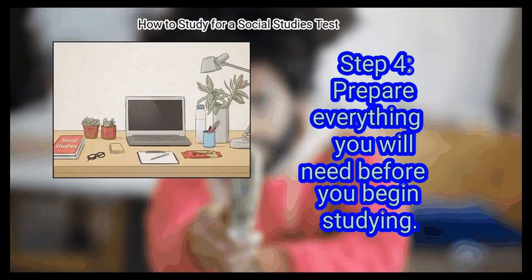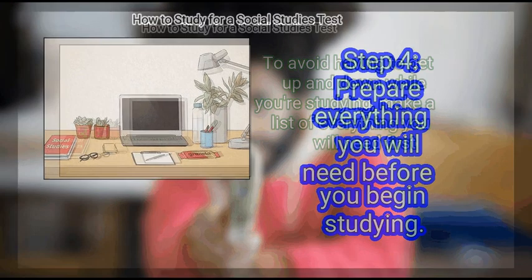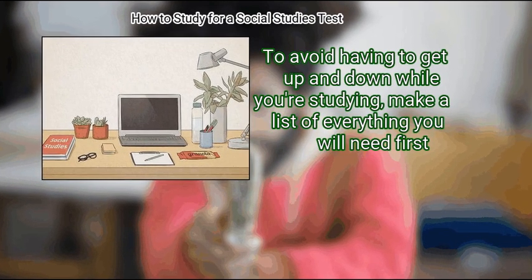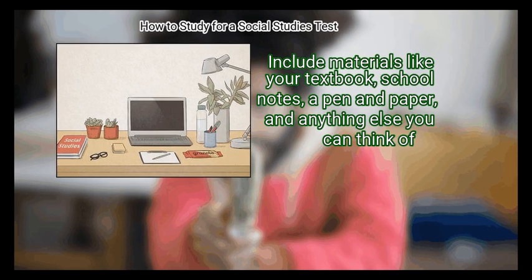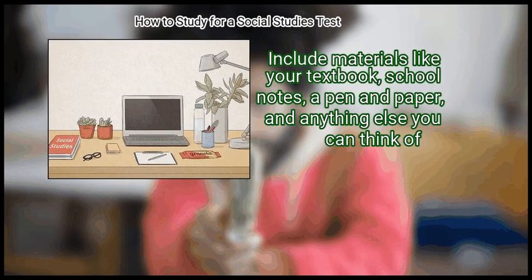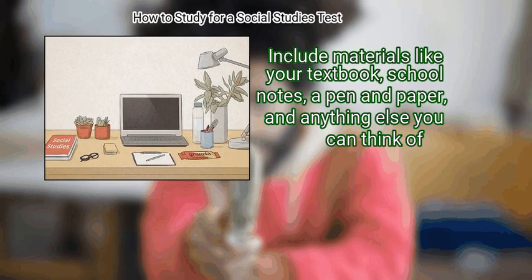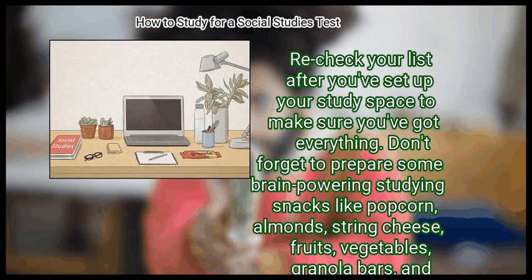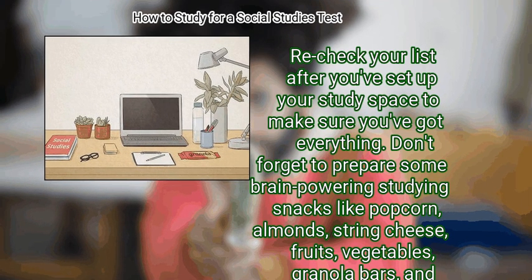Step 4. Prepare everything you will need before you begin studying. To avoid having to get up and down while you're studying, make a list of everything you will need first. Include materials like your textbook, school notes, a pen and paper, and anything else you can think of. Recheck your list after you've set up your study space to make sure you've got everything. Don't forget to prepare some brain-powering studying snacks like popcorn, almonds, string cheese, fruits, vegetables, granola bars, and water.